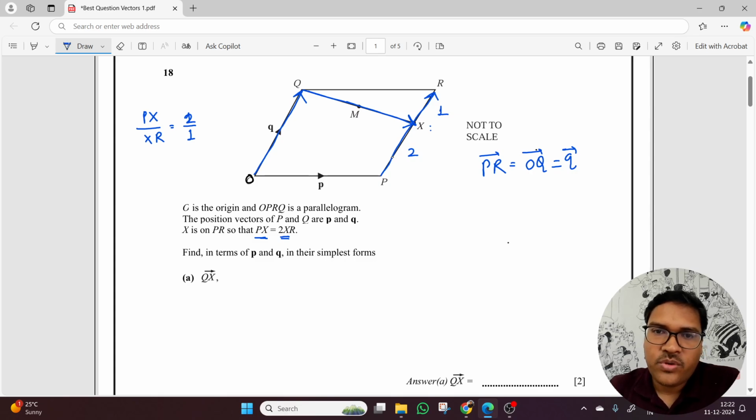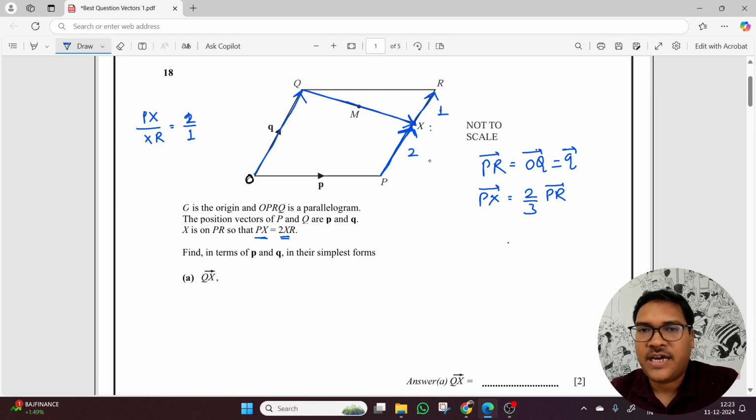Now see, X is dividing in the ratio 2 is to 1. So what is PX vector? You can easily find PX vector. How can you find PX vector? You can see the direction of PR vector and PX vector is same. The only difference is of magnitude. Can I say this is 2/3 of PR vector? This is 2/3 of PR vector because the ratio is 2 is to 1, so this is 2 parts out of 3. The vectors have the same direction. So we know PX vector. Now the question is you have to find QX vector.